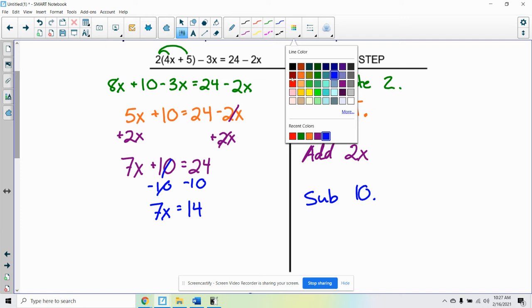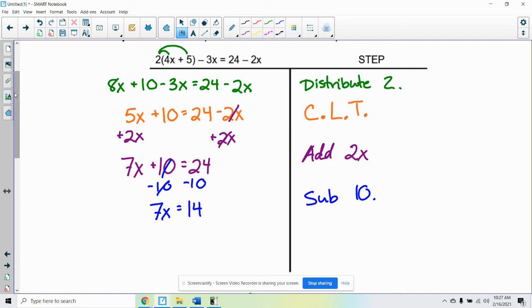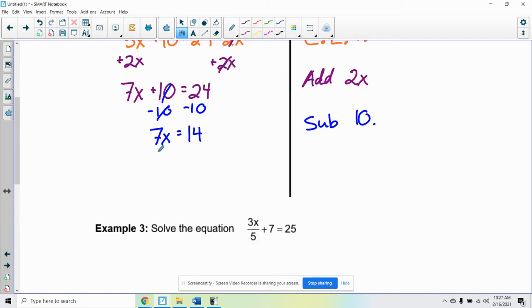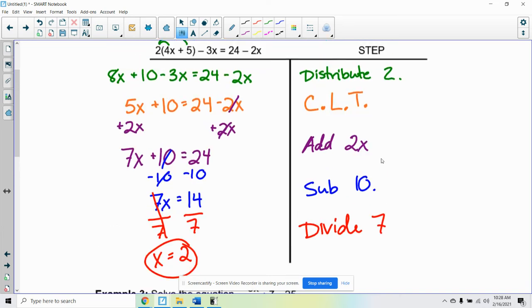So once I have all my variables on the left and all my constants on the right, the last step is to divide by the coefficient of the variable. Divide by that number in front. So I'm left with x equals 14 divided by 7, which is 2. So we divide by 7. Okay? Just following the rules, following the steps.